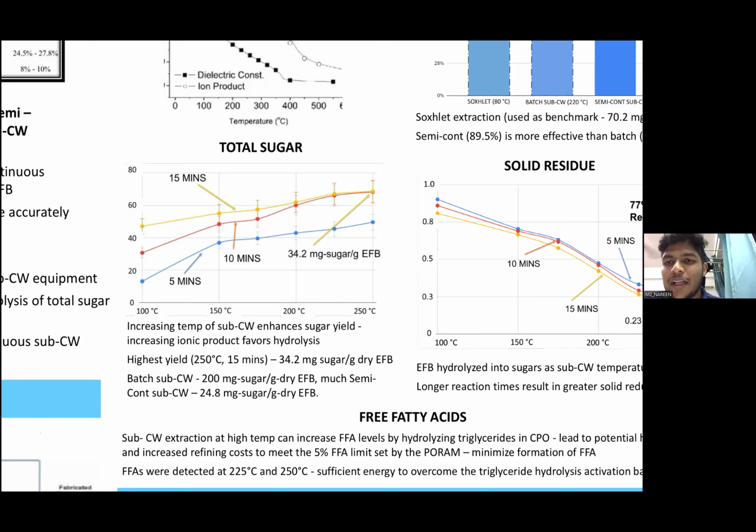For comparison, batch subcritical water extraction hydrolysis was compared with the semi-continuous one. For batch, we got 200 mg sugar, while for semi-continuous we got 24.8 milligram sugar at the same conditions. The difference is due to the minimum volume of distilled water, because when the distilled water is much lesser, it's much more concentrated, which makes the hydrolysis process much easier to happen.